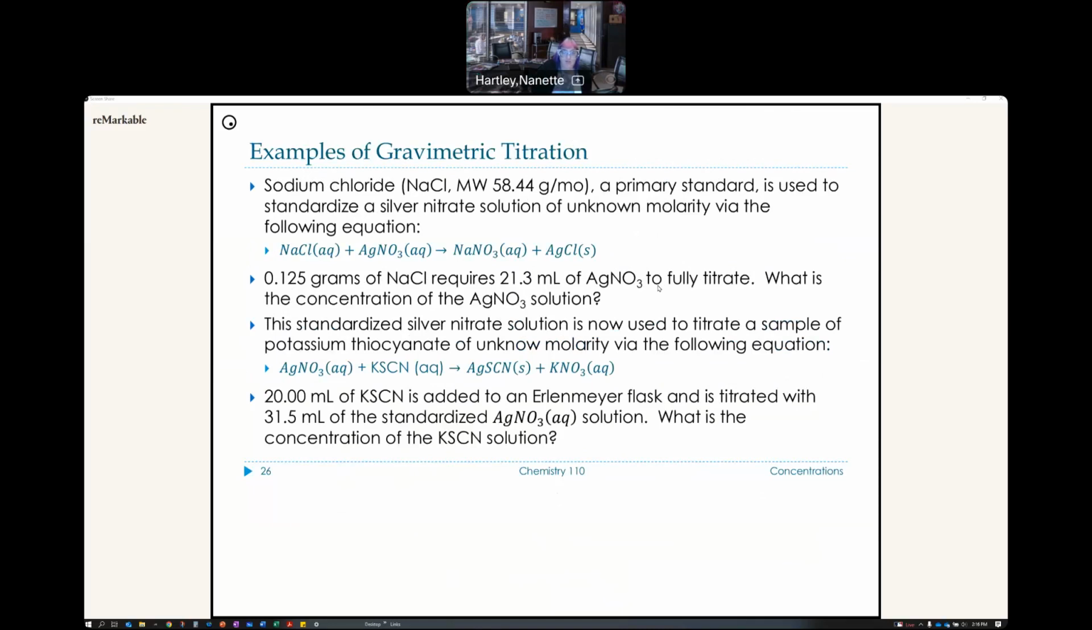The standard silver nitrate solution is now used to titrate a sample of potassium thiocyanate of unknown molarity, via the following equation. 20 milliliters of KSCN is added to an Erlenmeyer flask and is titrated with 31.5 milliliters of the standardized AgNO3 solution. What's the concentration of KSCN?